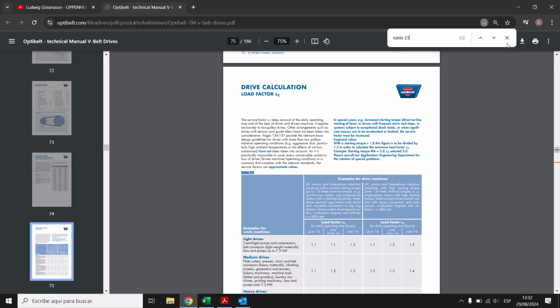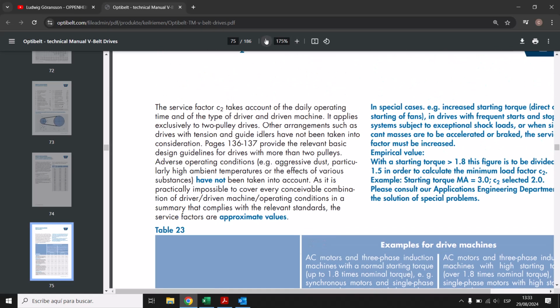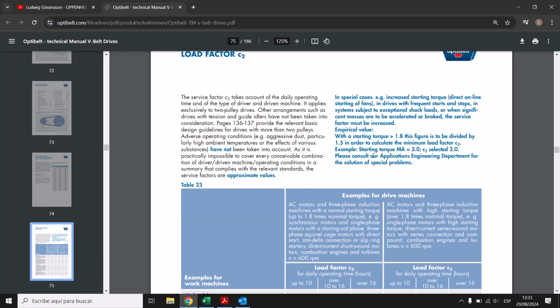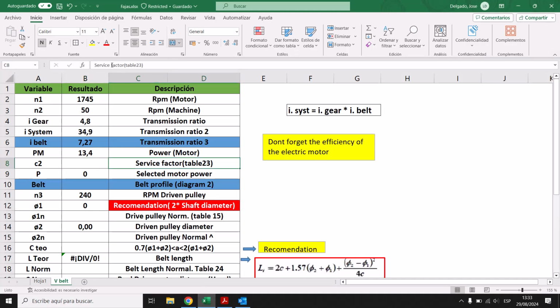Okay, it's here. We're gonna zoom in. Okay, power, the load factor. Maybe I put service factor, but okay, load factor. I'm gonna change it maybe to not confuse.